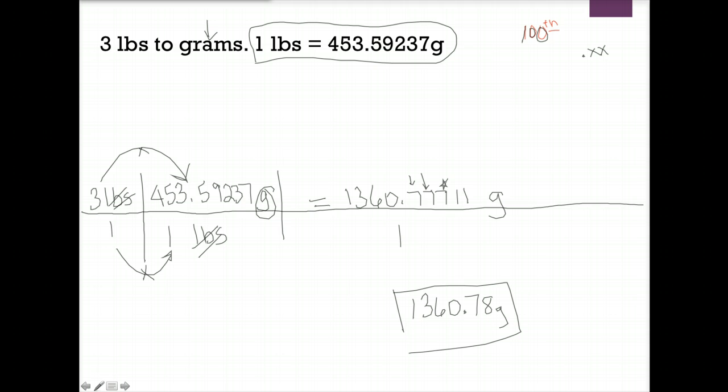And that is dimensional analysis. It's very easy. It takes a little practice, but once you get it down, it's very, very easy.